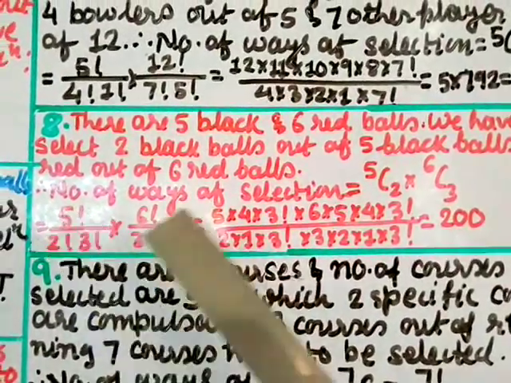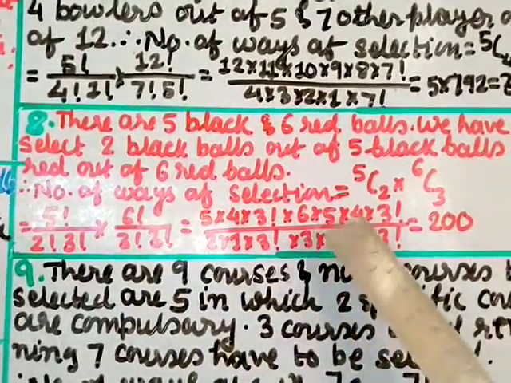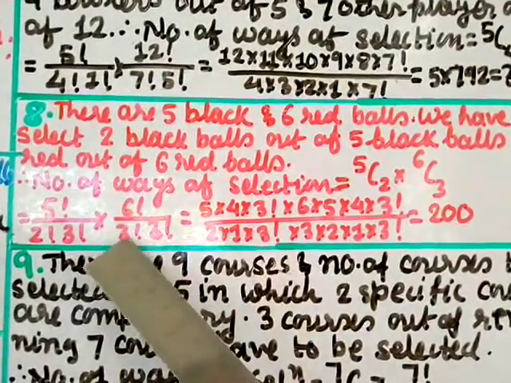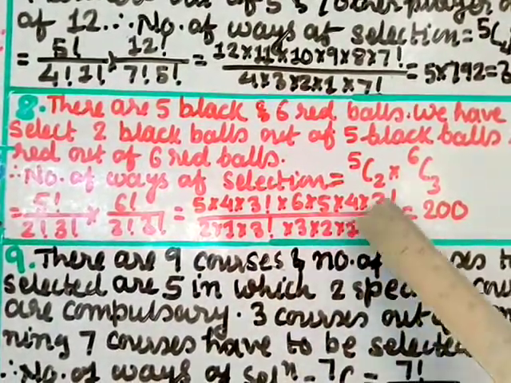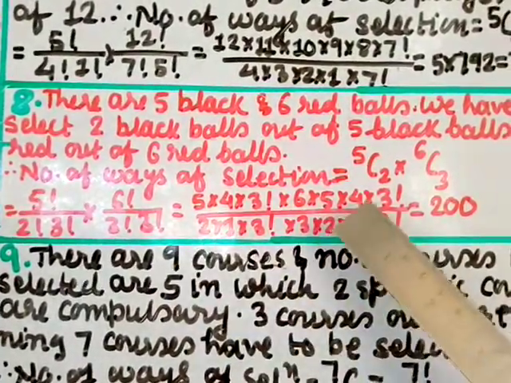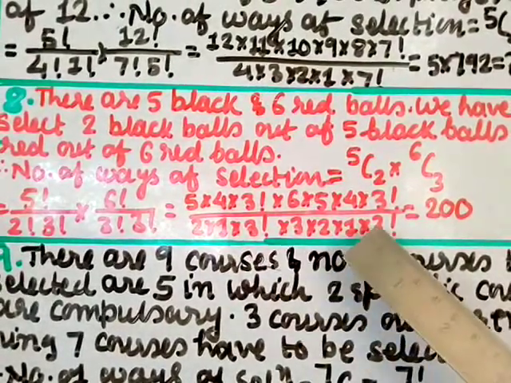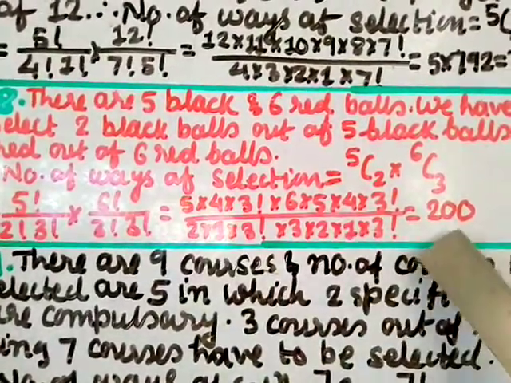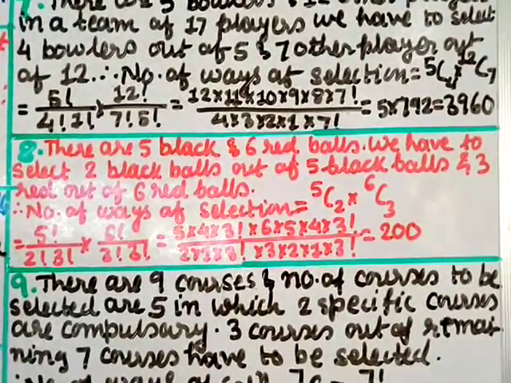So 5 factorial can be written as 5 into 4 into 3 factorial. 6 factorial can be written as 6 into 5 into 4 into 3 factorial. 2 factorial is 2 into 1, 3 factorial as it is. This 3 factorial as 3 into 2 into 1, and 3 factorial as it is. 3 factorial cut, here 3 factorial cut. You can cut 2 into 2, that is 4. Then 3 and 3, you can cut 3 to 6, and this 3 already we have cancelled because this is 3 factorial. So when you simplify, you get the value as 200. So that is the answer for question number 8.